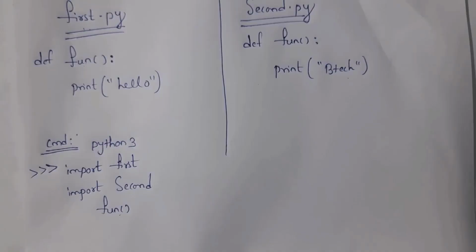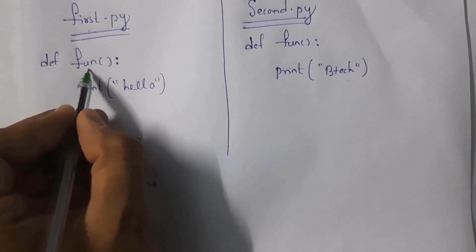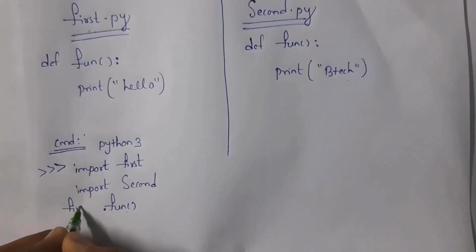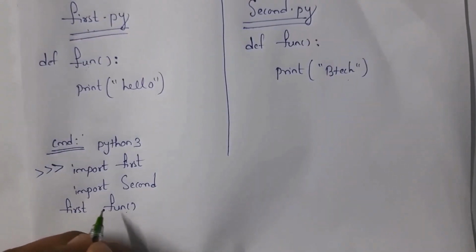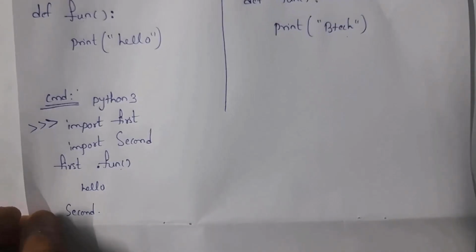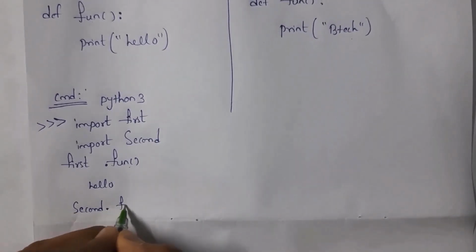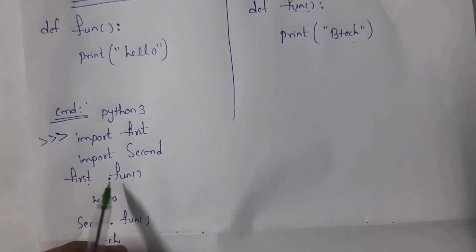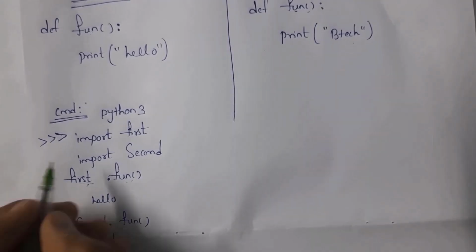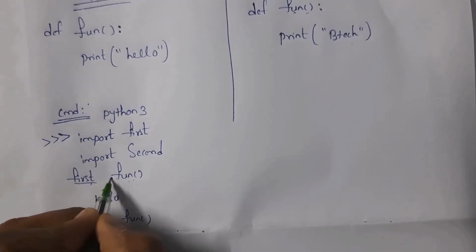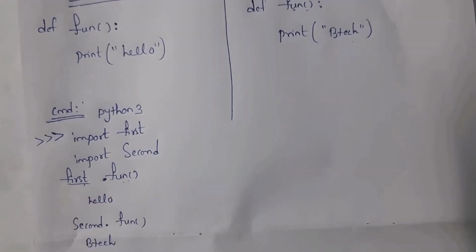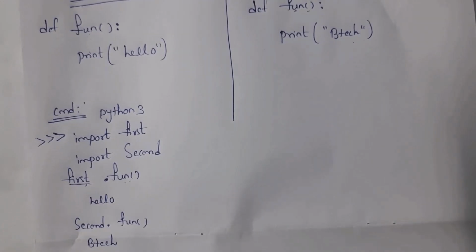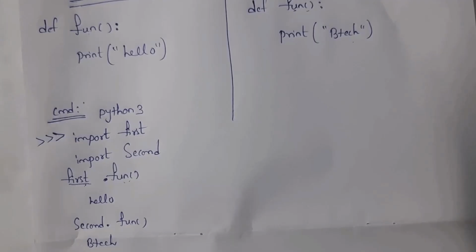So in order to overcome this problem, we need to include the module name. This function fun is present in the first module. So whenever you write here first.fun, you will get output hello. And whenever you write here second.fun, you will get output Btech. That is why we need to include the module name before writing any function name. Here first is the module name, dot fun, that is the function name. So in order to resolve this ambiguity, we must include the module name before any function name.